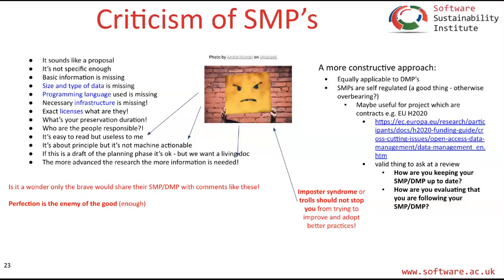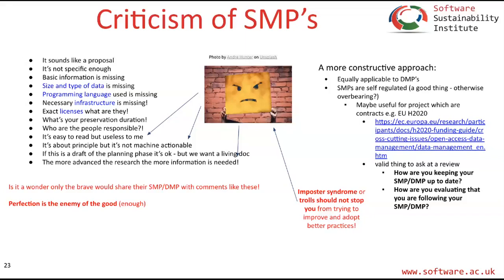In terms of a more constructive approach here, which is equally applicable to data management plans, yes, software management plans are self-regulated, and this is a good thing. Otherwise, potentially, it could be overbearing. However, maybe for useful projects which are contracts, in the EU, the H2020 projects are considered contracts. You said you were going to hit certain milestones, you're going to produce certain deliverables, you had certain people charging a particular rate, this is how it's going to work, and this is very much a contract rather than an intention.